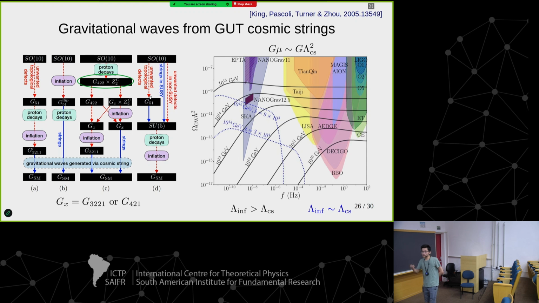No? Then after you break the U1, you have some non-removable loop. So from there you can form a string. In principle, the string can be infinitely long, but sometimes the string can also collide with each other and form loops and so on. So from this interaction, you expect to get some stochastic gravitational wave according to this paper.